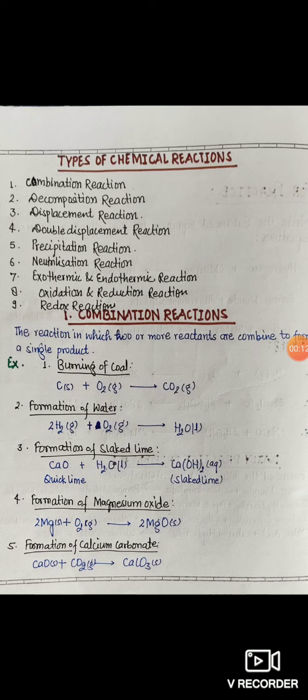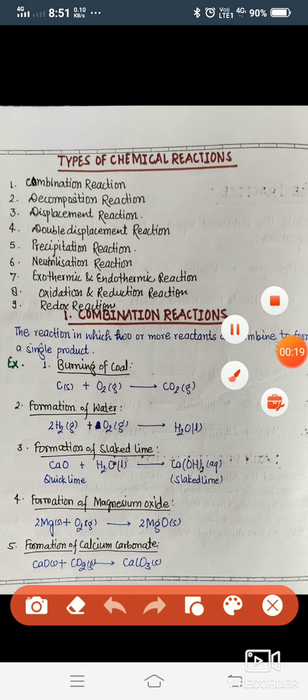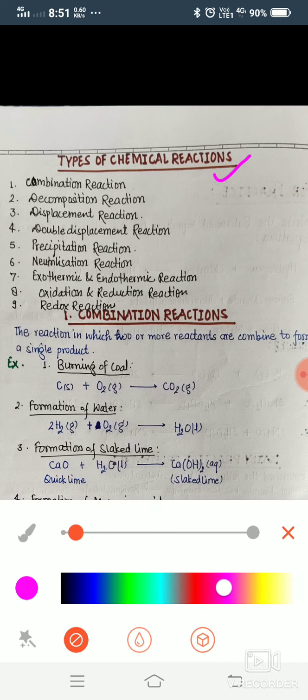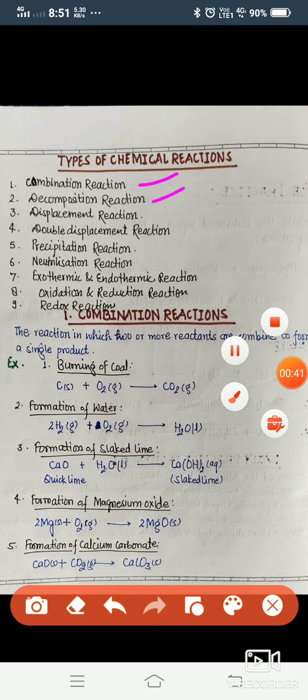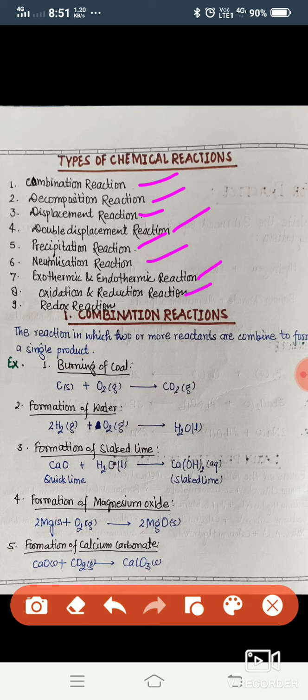So today we'll start the next lecture, the next topic, that is types of chemical reaction. In this topic we'll be dealing with types of chemical reaction. So there are the following types of chemical reaction: combination reaction, decomposition reaction, displacement reaction, double displacement reaction, precipitation reaction, neutralization reaction, exothermic and endothermic reaction, oxidation reaction, and next is the redox reaction.